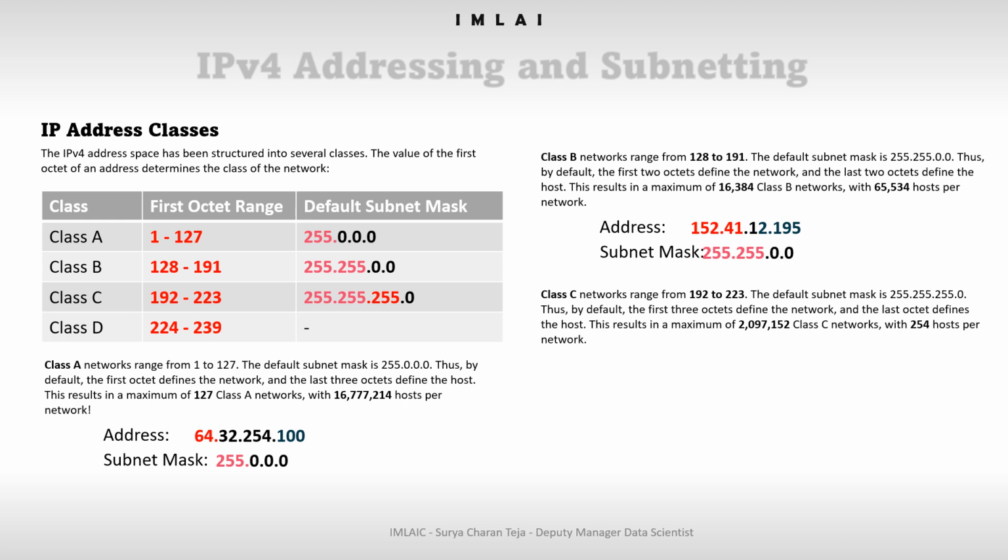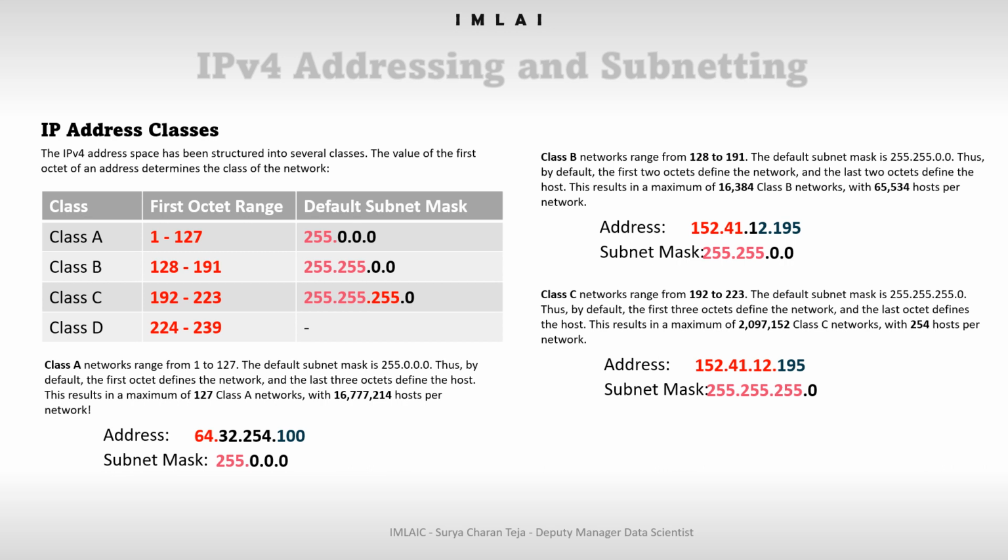And we have the class C network. As we discussed just a while ago, class C networks range from 192 to 223, and have the default subnet mask of 255.255.255.0. As per our understanding, the first three octets define the network, and the last octet defines the host. So this subnet mask results in a maximum of 2,097,152 class C networks with 254 hosts per network.